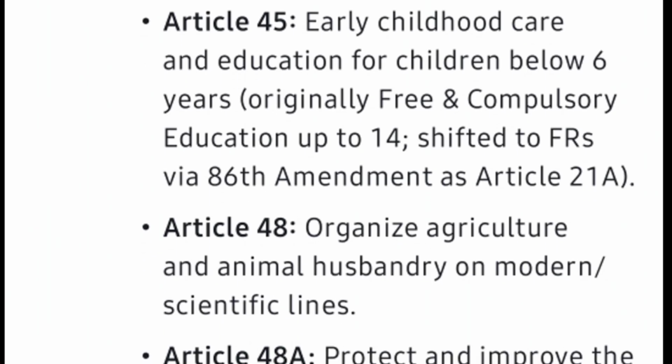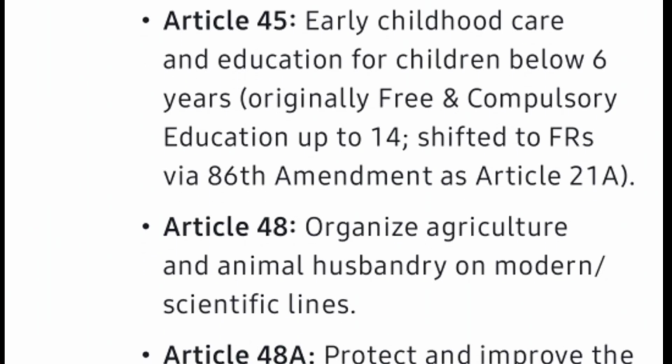Article 45, Early Childhood Care and Education for children below 6 years. Originally, free and compulsory education up to 14 years of age was there in the Directive Principles of State Policy, but during the 86th Amendment Act, it was shifted to fundamental rights under Article 21. So now in Article 45, early childhood care and education for children below 6 years is only there.